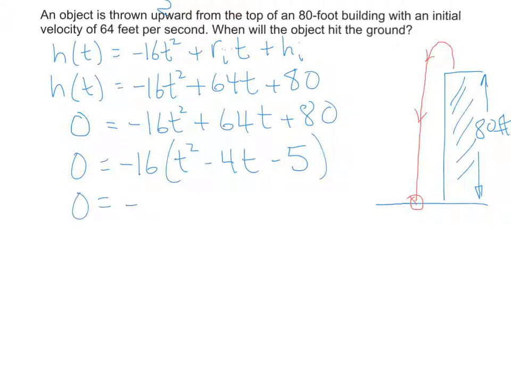Then what we're looking for is the way to factor this. So we're going to get t and t, and of course this one factors easily. We need 5 and 1, and they're fighting each other, and we want the bigger one to be negative, so it's negative 5 and plus 1. And what that means is t equals 5 seconds, it will hit the ground.